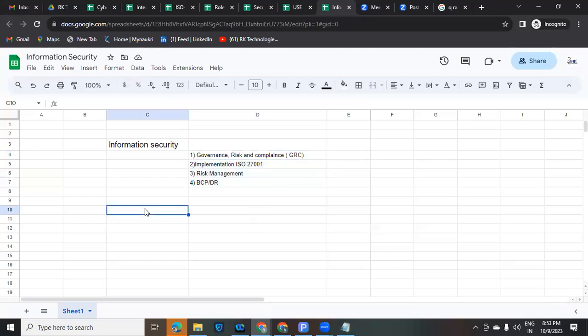So that is the overall introduction about information security. Information security explains the overall security of the company or organization. Under this, the first topic is governance, risk and compliance. First, we'll go with governance.